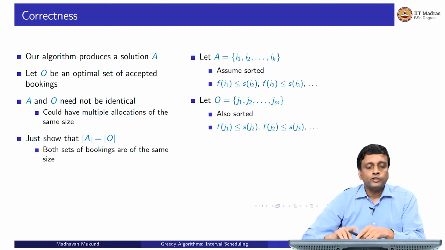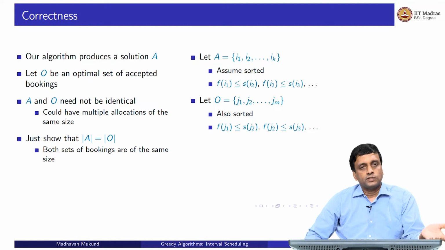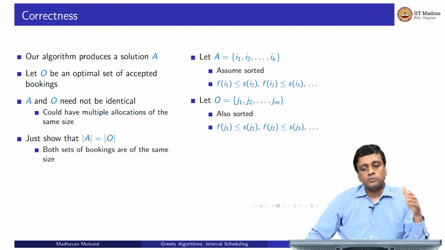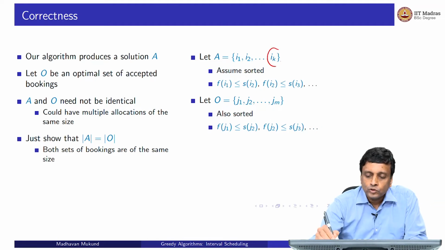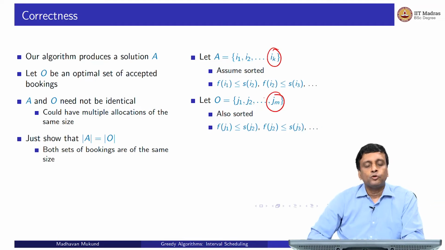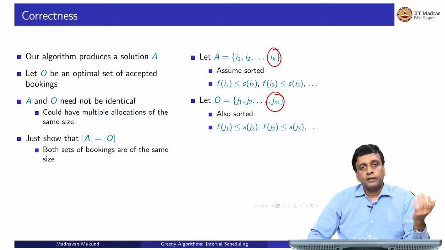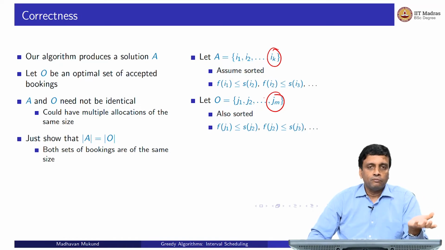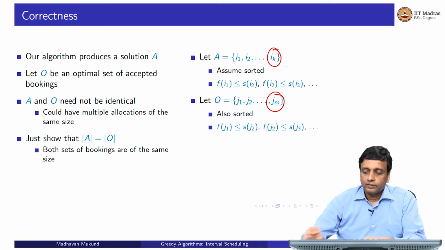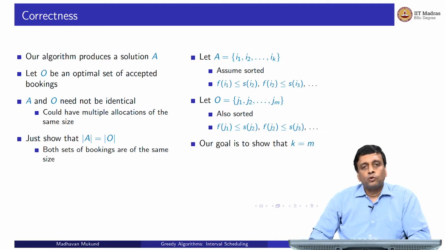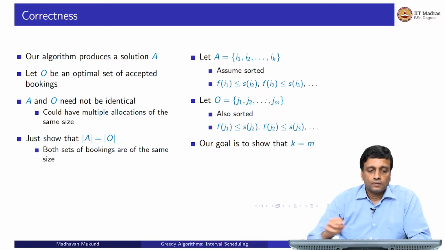And I can do the same thing for this so-called optimal set which somebody has produced. That also I can order in the same sequence. I can say that J1 is before J2 in time, J2 is before J3, and the claim is that I have produced K, but the optimal solution has produced M, and if it is optimal and I am not optimal with my algorithm, then M must be bigger than K. So my goal is to show that K and M are the same, right? So we want to show that K is equal to M. That will prove that the two sets are of the same size.